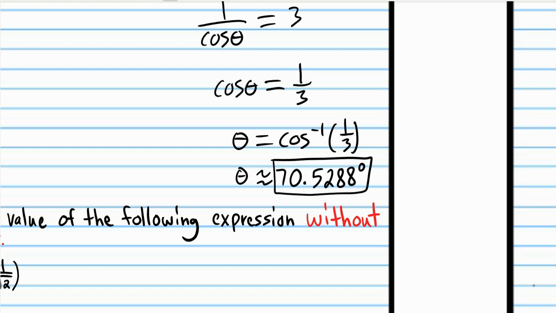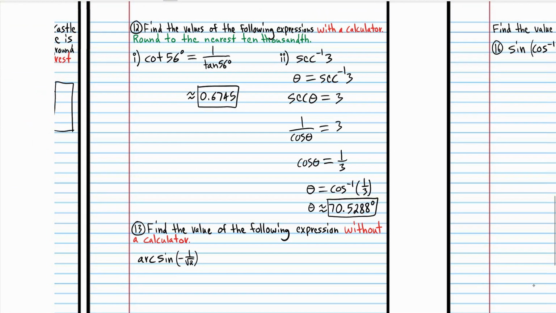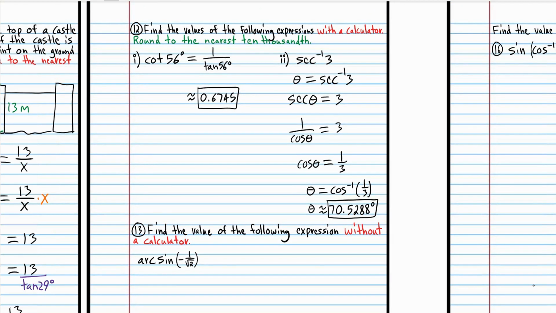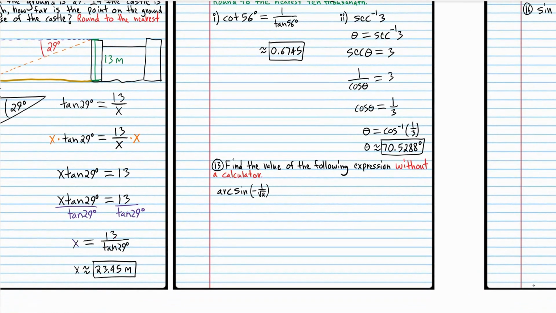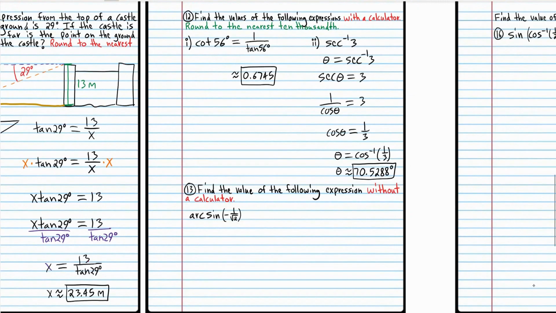So we got that right. Excellent. And that is within our domain, or our range restrictions, that is. The secant function can be between 0 and 180 degrees, not including 90 degrees. Okay, go ahead and try number 13. And when you come back, we'll do it together.